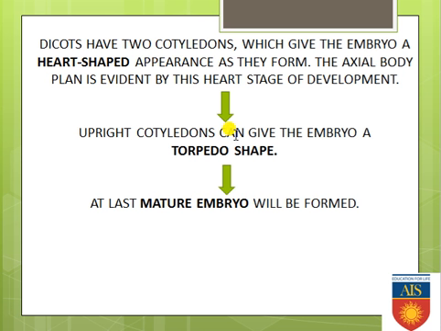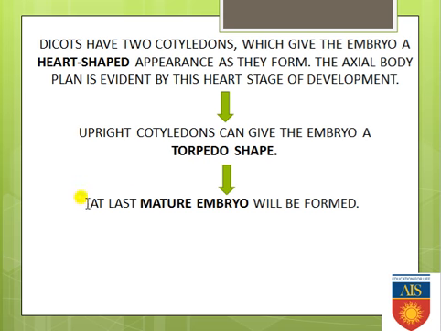Next, upright cotyledons give the embryo a torpedo shape. Keep it in your mind, the cotyledons which are facing upward, those are actually providing the torpedo shape, and this torpedo shape is actually coming from the heart shape only. Next, at last the mature embryo will be formed. That means from the torpedo shape the mature embryonic stage will be formed, and that is the last stage.